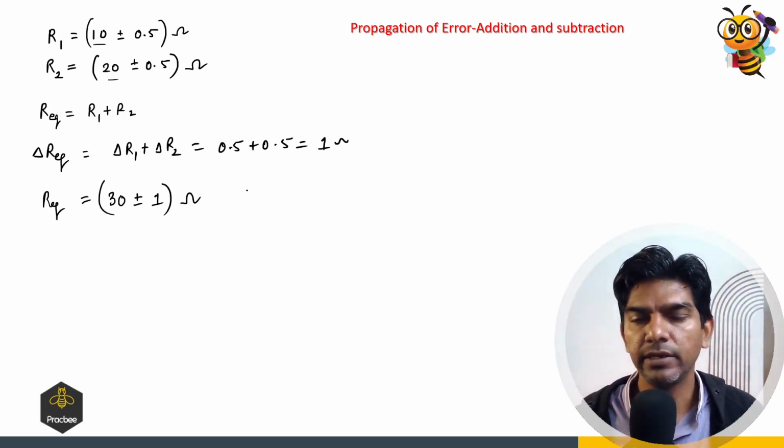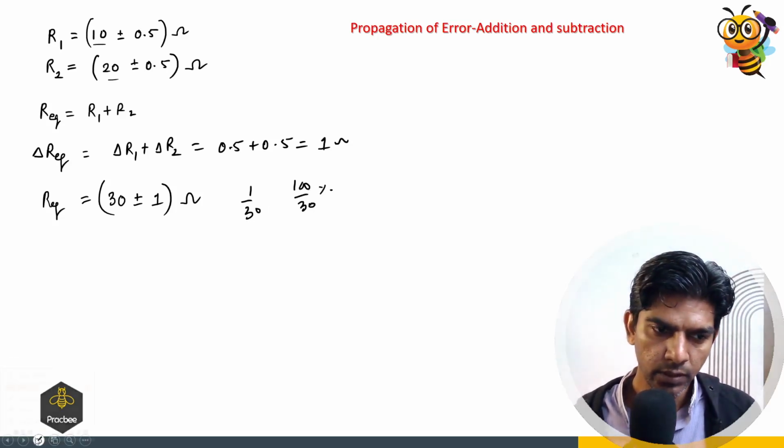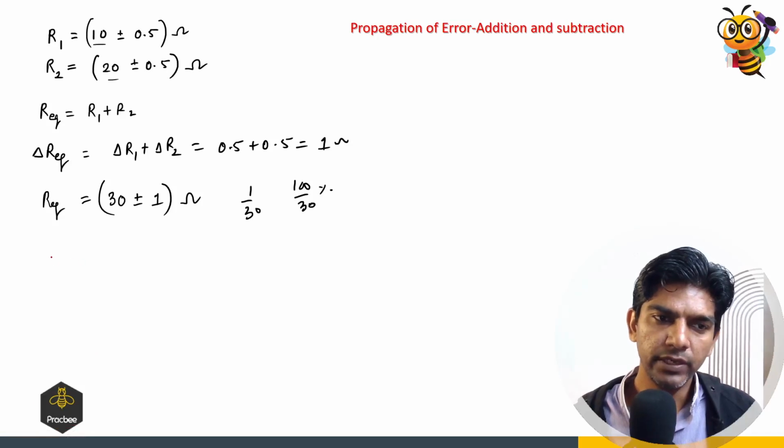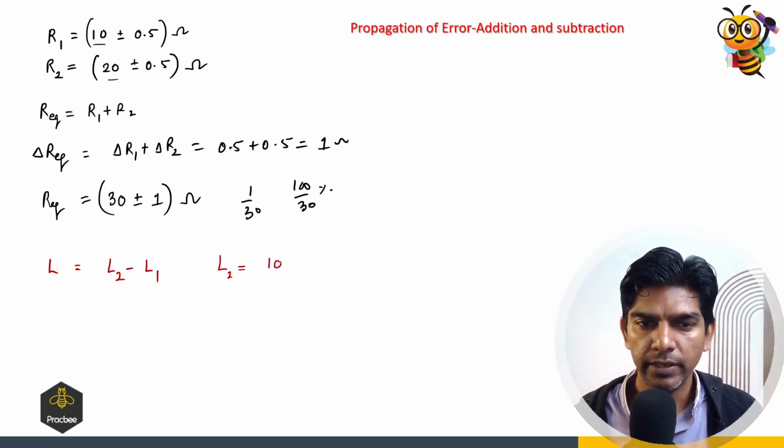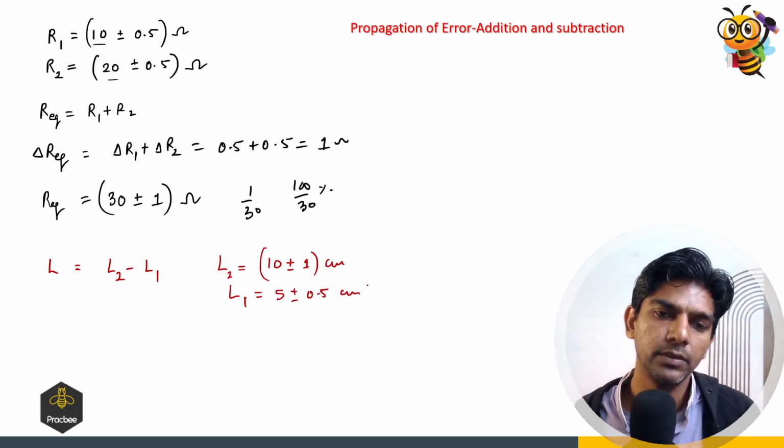In this case, the relative error will be 1 by 30 and the percentage error will be 100 by 30. And if we take the difference, suppose we have a length L, which is L2 minus L1, and L2 is given as 10 plus minus 1 centimeter, and L1 is given as 5 plus minus 0.5 centimeter.